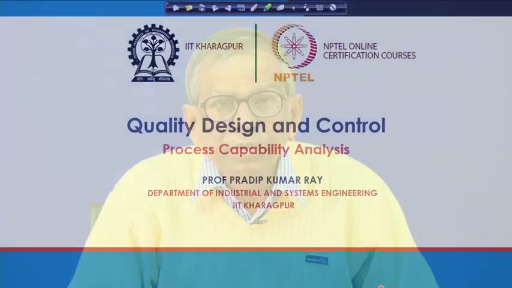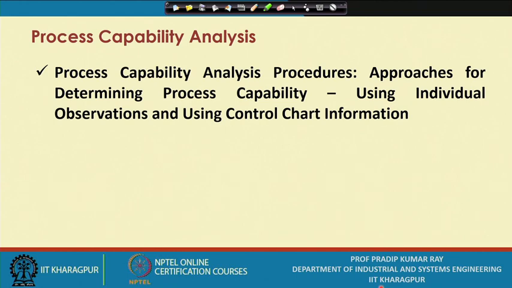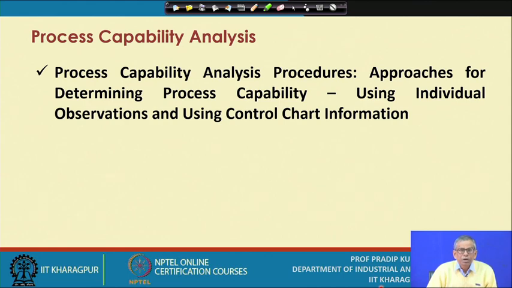We are now discussing process capability analysis, the different aspects of process capability analysis. In this presentation, I will be focusing on the process capability analysis procedures and what are the approaches we need to adopt for carrying out a process capability study. And obviously there could be different approaches, and the particular approach we select is based on the form in which we are able to collect data.